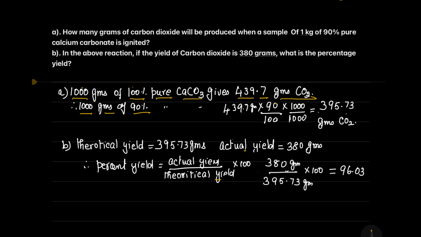On substituting, we get 439.7 grams into 90 by 100 into, again, 1000 both in the denominator as well as in the numerator. The answer is 395.73 grams of carbon dioxide. This is the theoretical yield or calculated yield that is expected.